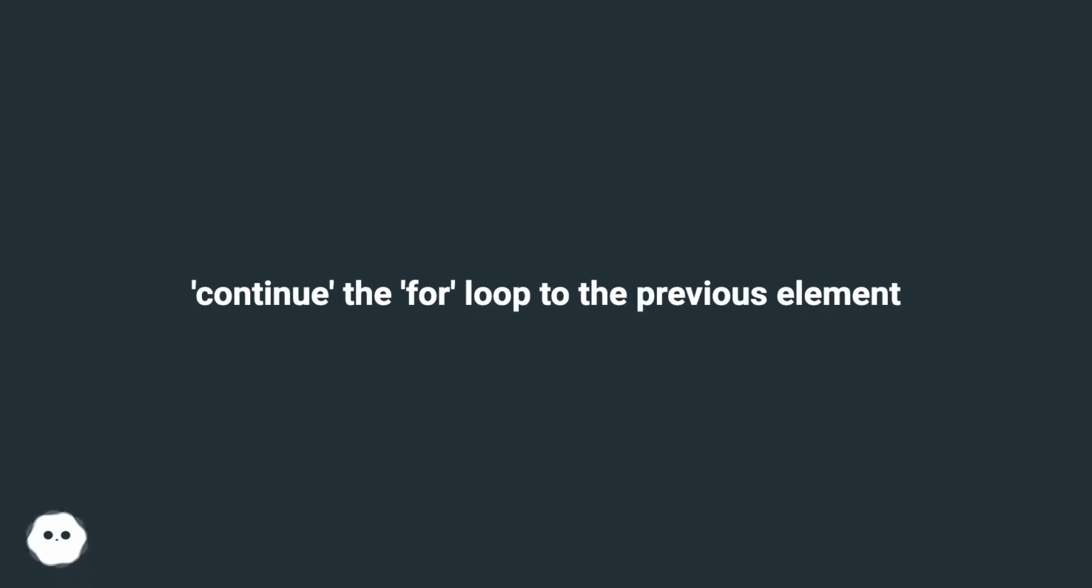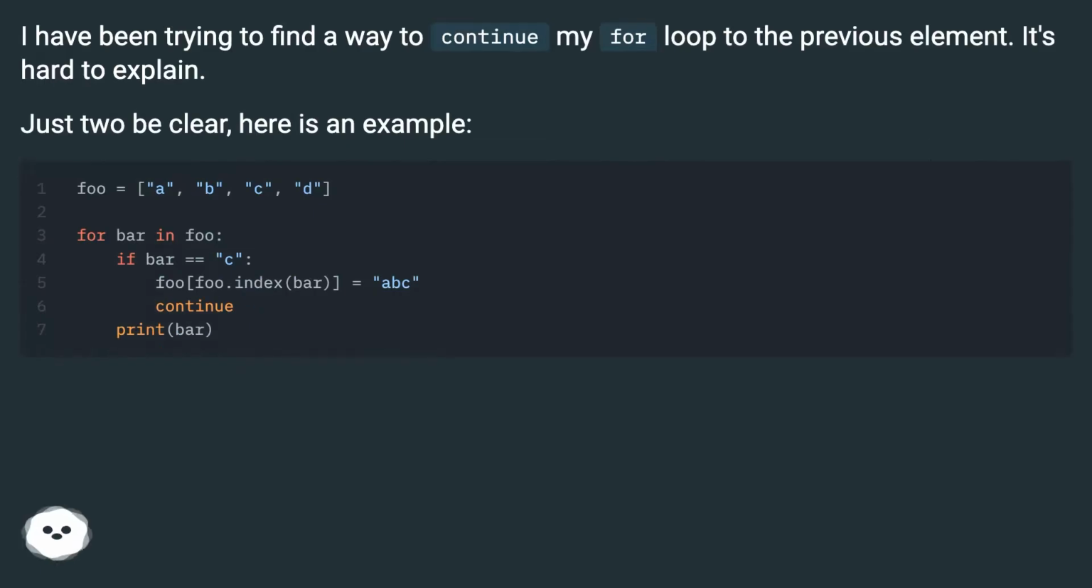Continue the for loop to the previous element. I have been trying to find a way to continue my for loop to the previous element. It's hard to explain. Just to be clear, here is an example.